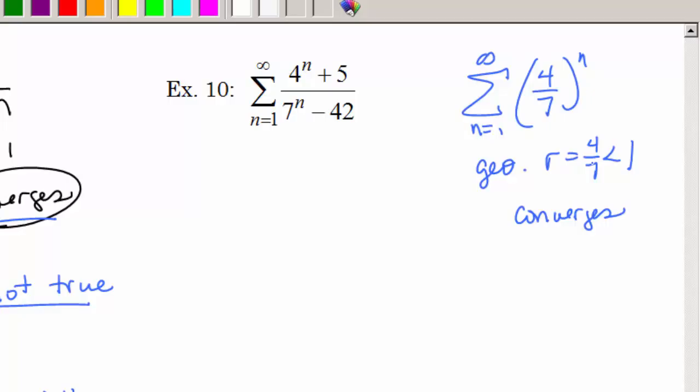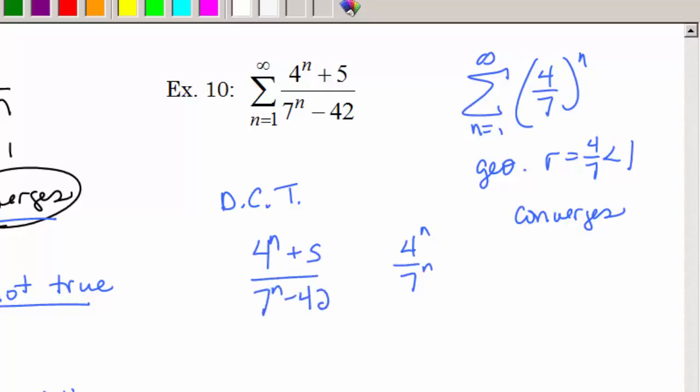So if you wanted to use the direct comparison test, we could. And let's see how that works. Right? So if I'm using the direct comparison test, I would have 4/7 to the n, so they would both be to the n. And since this converges, I would have to show that inequality. Is that true? Well, let's see. This numerator is a little bit bigger, but this denominator is a little smaller.